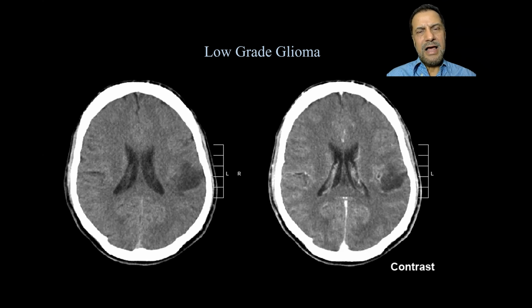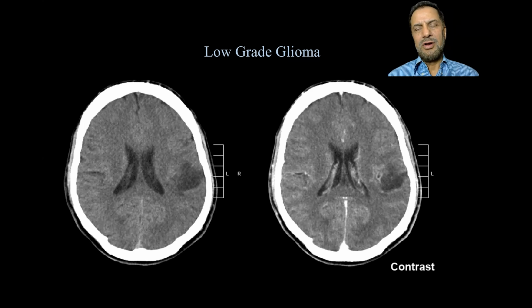And besides high-grade glioma, you see low-grade glioma like this. They will have some mass effect there, not much, but almost no contrast enhancement, or maybe a little bit of contrast enhancement. And these are the tumors which most of the time need to be removed.